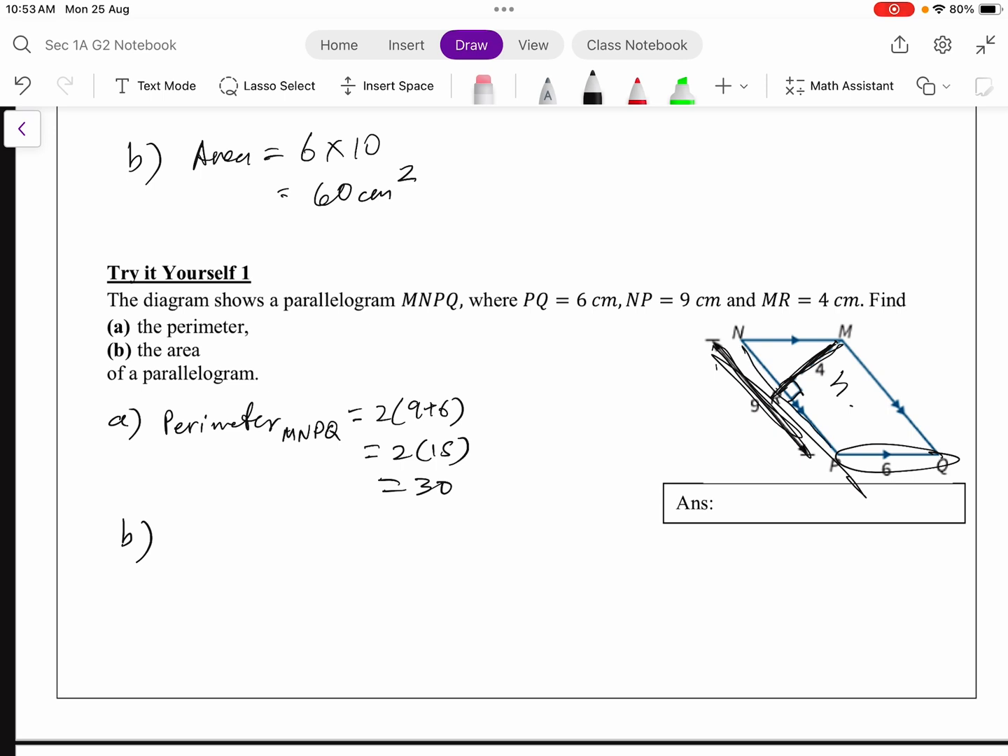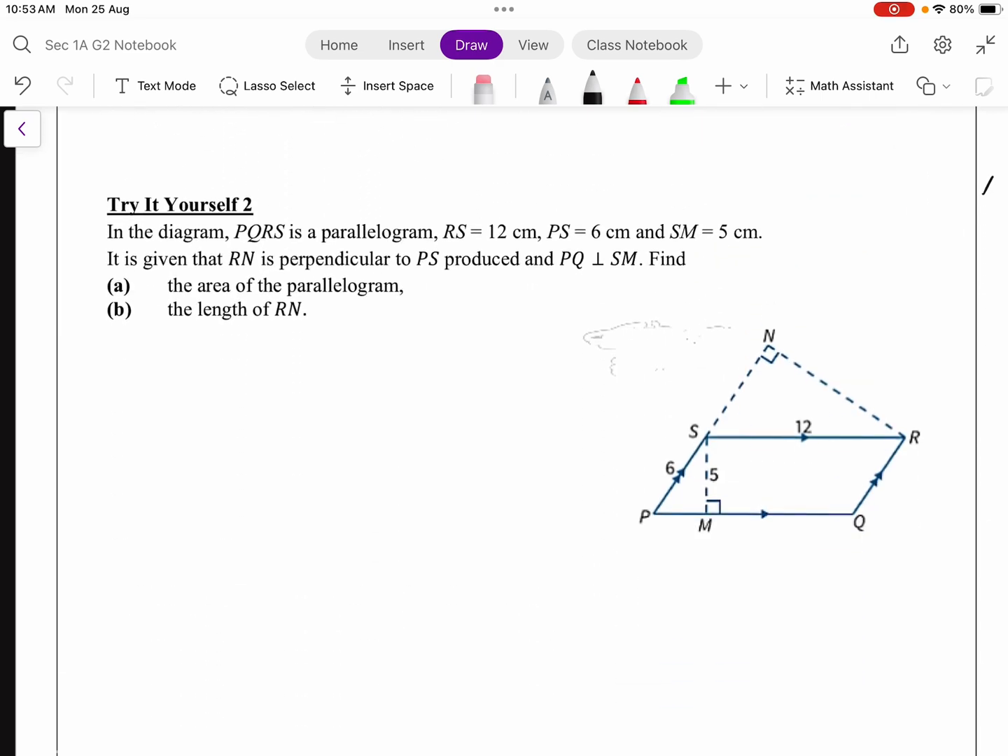You cannot use the sides of the parallelogram. So this is why we cannot use 6 times 9, because 9 is not a perpendicular height, but 4 is a perpendicular height. So area of MNPQ, 4 times 9, and we will get 36. The units are cm square. Alright, so let's go on to the next one.